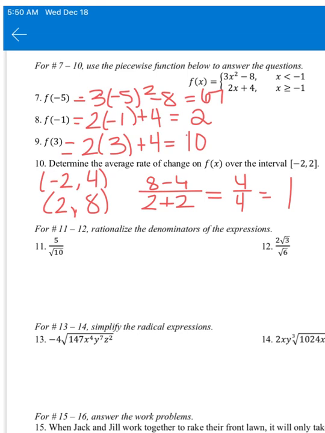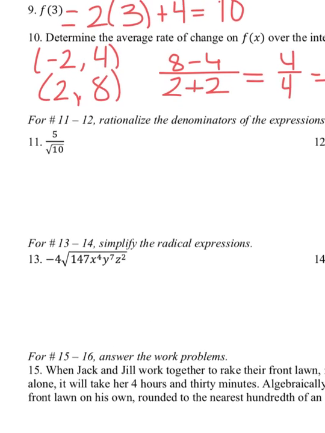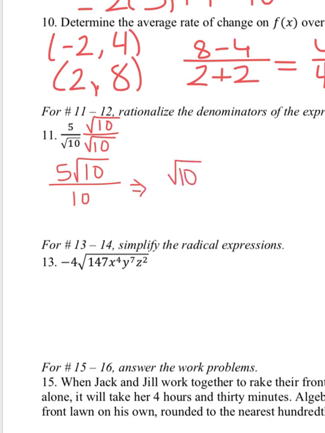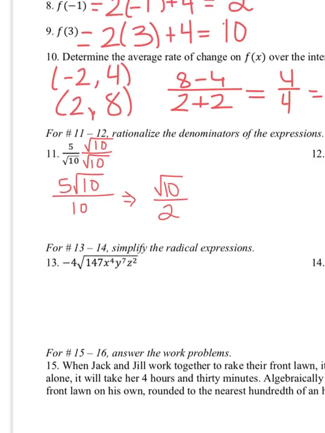Numbers 11 and 12, rationalize the denominators. So to rationalize these denominators, you are going to multiply the top and the bottom by the radical that's in the bottom. So 5 times the square root of 10, that's 5 square root of 10, divided by the square root of 10 times the square root of 10 is 10. And then you have to see, can I simplify the radical? Do it if you can, and then simplify any fractions that you have. So 5 over 10 is 1 over 2. So really this is the square root of 10 divided by 2 for number 11.